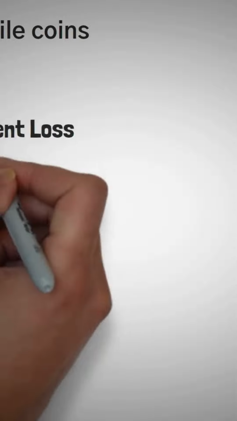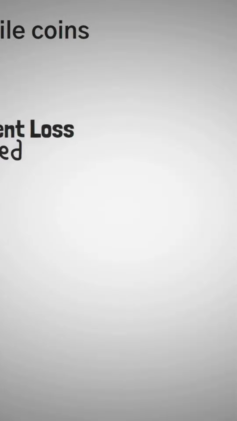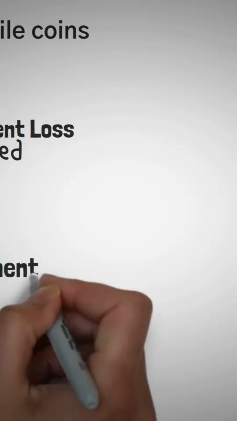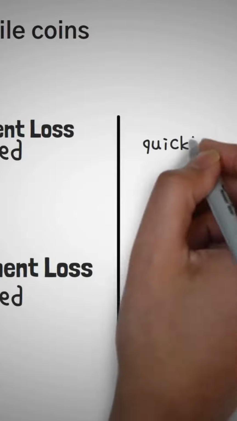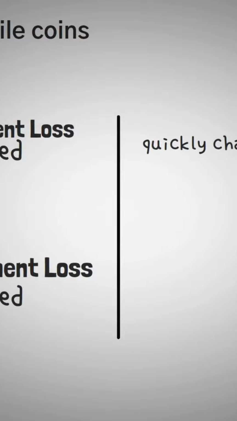Speaking of risks, the second way to avoid impermanent loss is to avoid risky or volatile coins. Impermanent loss is maximized when a coin is volatile. Since stablecoins rarely move in price, the impermanent loss is usually minimized. However, this works the other way around as well. When a coin quickly changes in price up or down, you will experience quite a bit of impermanent loss.